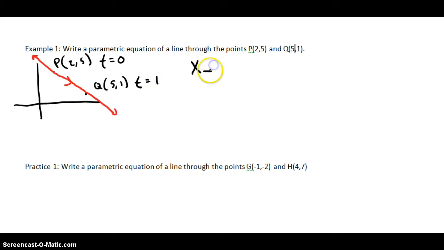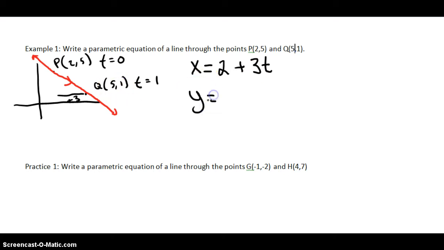So if I want to write my x equation first, we pick our starting value for x, which is 2. And because we know in 1 unit we're going to increase our x value from 2 to 5, that's an increase of 3. So I'm going to add 3t. And so for every 1 t unit, we increase our x value by 3. So that brings us to 5.